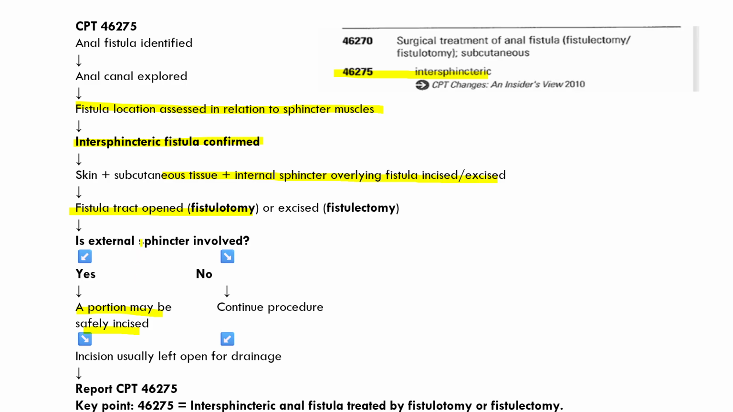So if the external sphincter is involved, only a portion of it may be safely incised. Here he is making the incision in the external sphincter muscle. In that case we can code 46275. So here the intersphincteric fistula is the one passing between the external and the internal muscles. That we call an intersphincteric anal fistula.